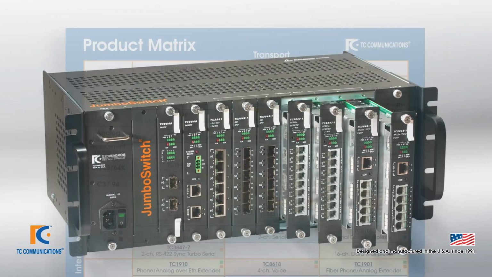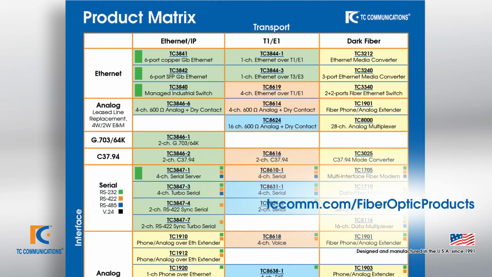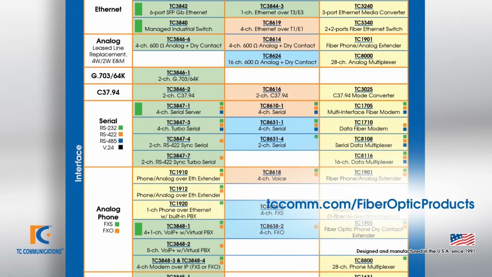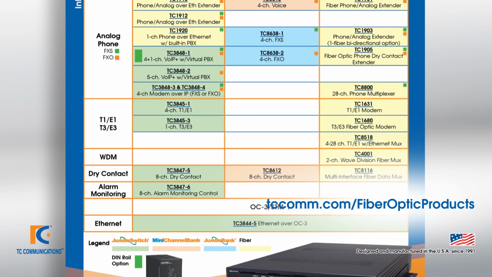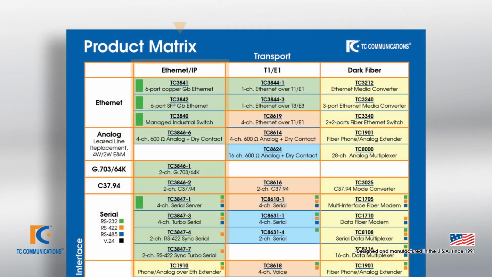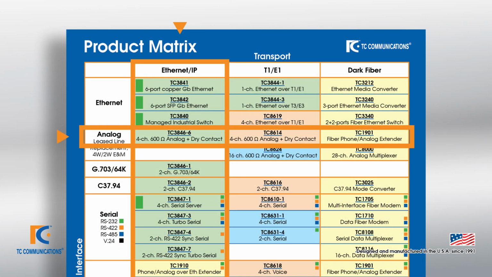Feel free to take a look at our product matrix, which clearly displays the entire product family. You can use our product matrix to quickly identify any of our products you might need. Simply choose your transport, choose your interface, and the product you're looking for will be at that intersection.